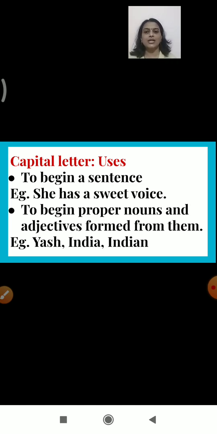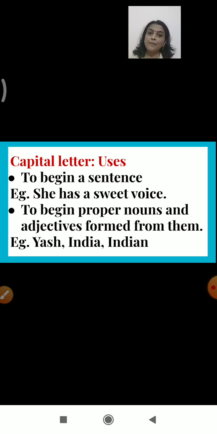So we'll start with our capital letters. Okay, now what are the uses? We use capital letters to begin a sentence, isn't it? For example, she has a sweet voice. So what have we done? We started with S capital, right? She is a pronoun. But still we have used a capital letter because we are beginning our sentence, right?